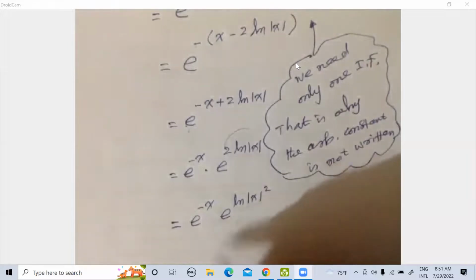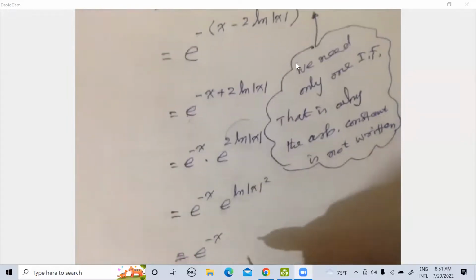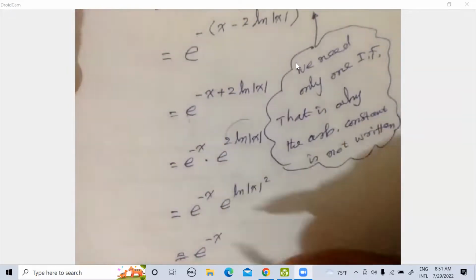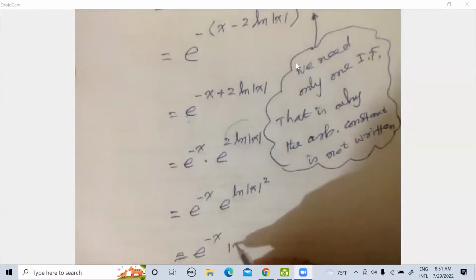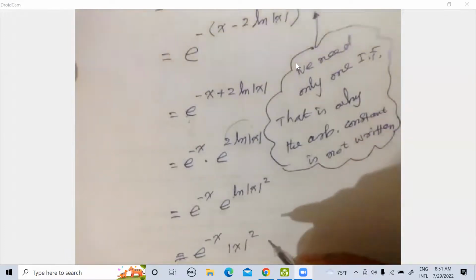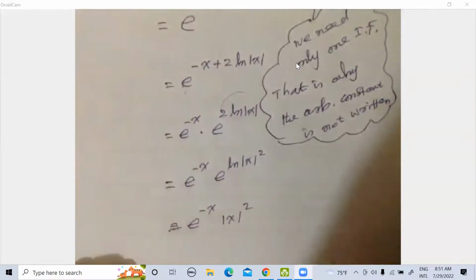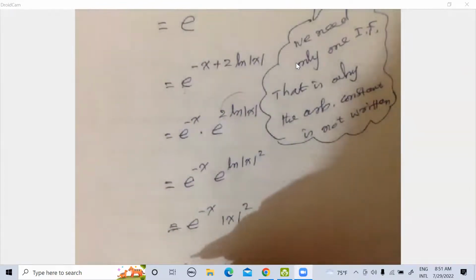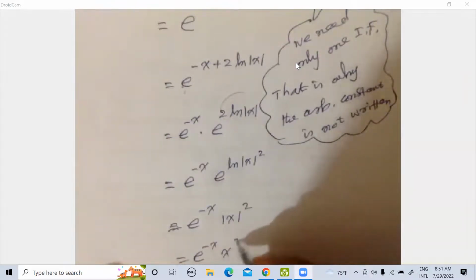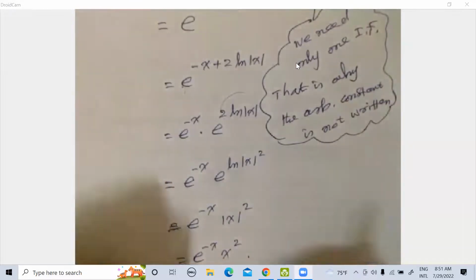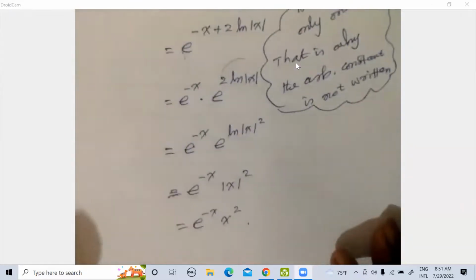So you get e to the minus x, e and ln cancel, e to the minus x. Here, this is absolute x squared, so we only take x squared. Here, of course, it's a square, so no issue. You don't have to write any condition. E to the minus x squared is the integrating factor.